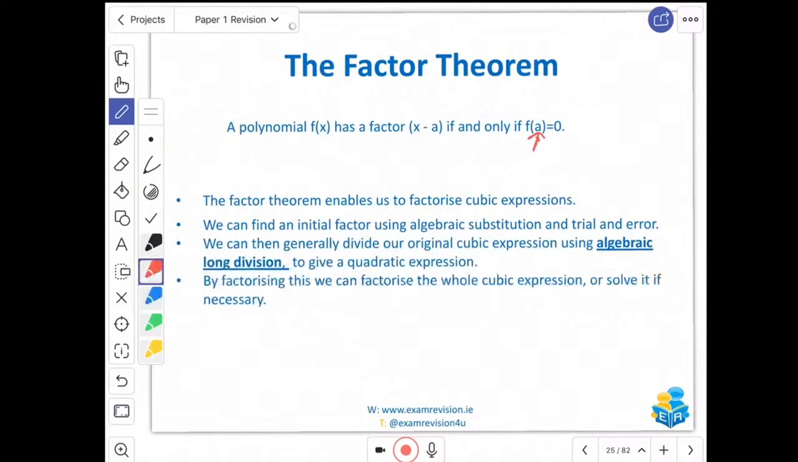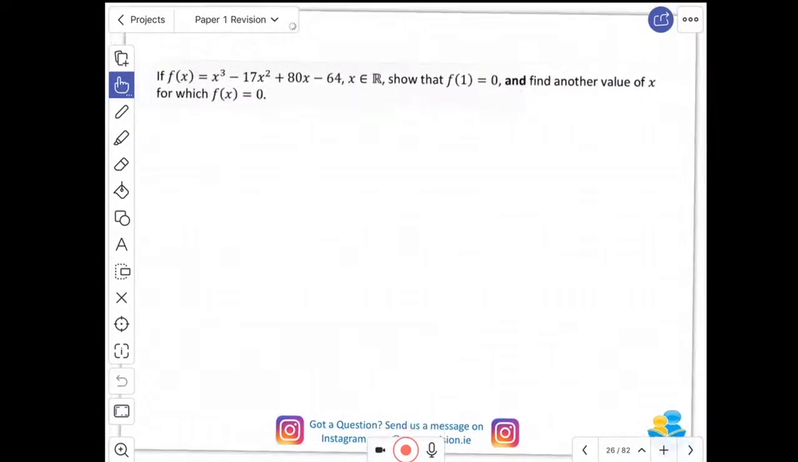So again, you would have been dealing with this idea in your junior cycle exam. The reason we give it a bit more of a fancy title in your Leaving Cert is because it's really useful when we're dealing with cubic equations. If we can work out the initial factor or root of your cubic, you can then use long division to work out a quadratic, which you can then solve or factorize, and you can work out factors and roots from there. So that's why the factor theorem is so useful, and it does come up relatively frequently on the Leaving Cert course.